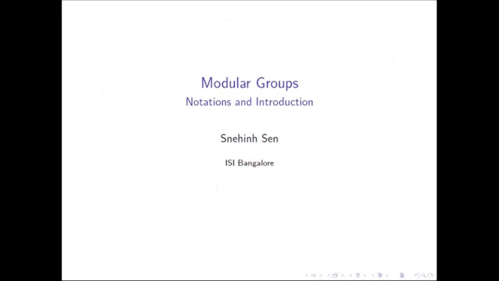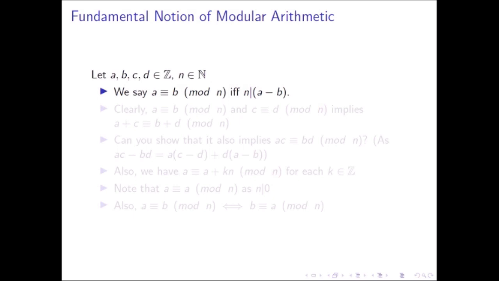Come to a second example. This example is on modular groups or group of remainders. So we introduce a few notations, and also we introduce the notion of modular arithmetic, or working with remainders in integers. So let a, b, c, d be integers and n be a natural number. We say a is congruent to b mod n. This notation reads as a is congruent to b mod n if and only if n divides the difference a minus b.